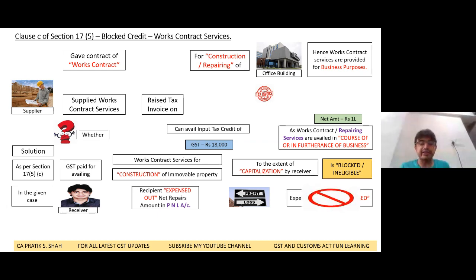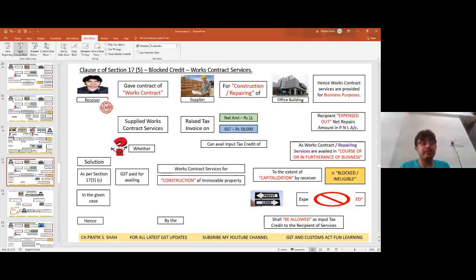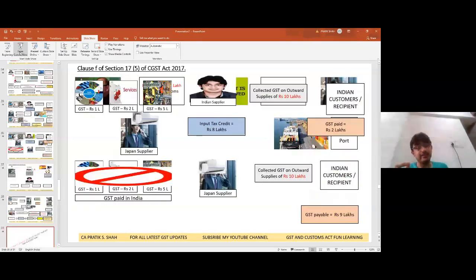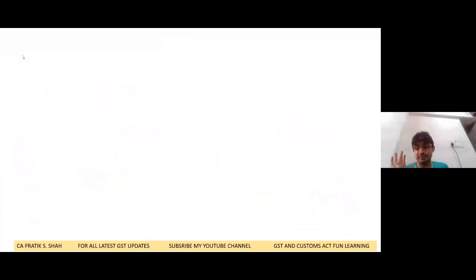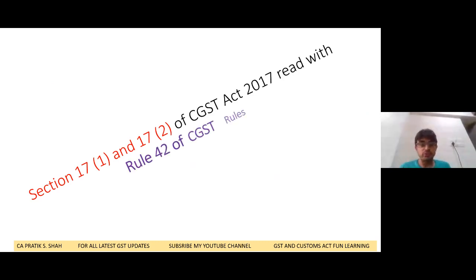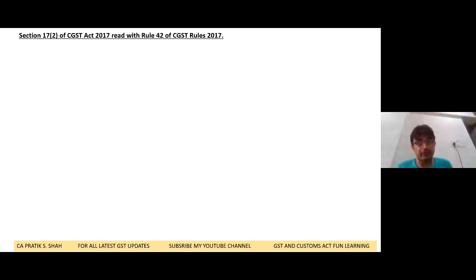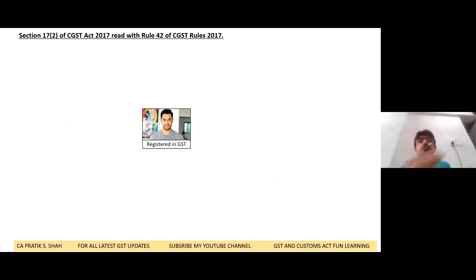I cannot cover it in entirety, but now we will move to rule 42. Very, very confusing at the same time. Very, very interesting point. Okay, let us move to rule number 42 of the CGST rules. Look at this. 17.1 and 17.2, read with rule 42. Please listen carefully. 17.2. First, understand why this is required.